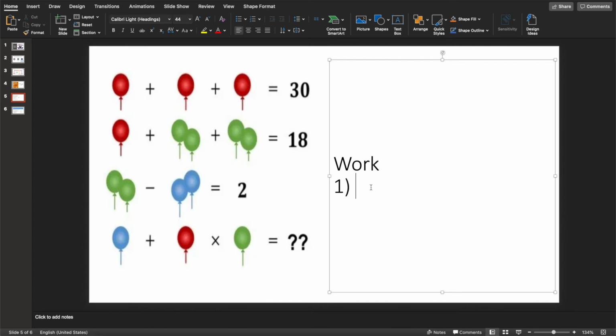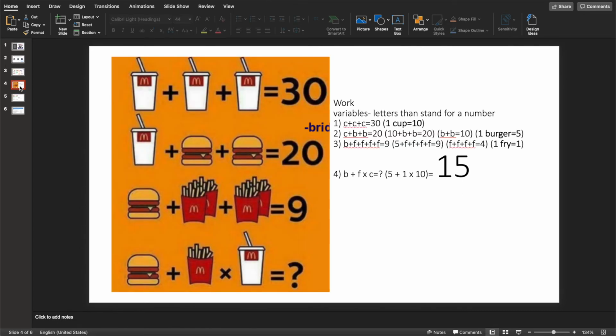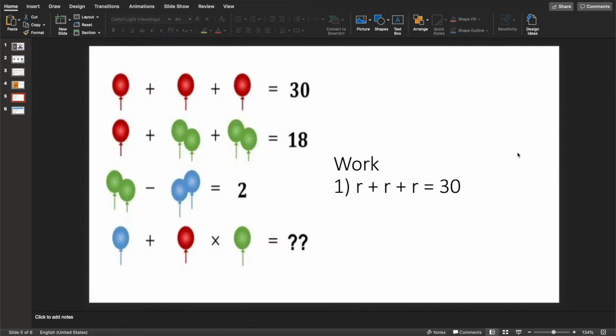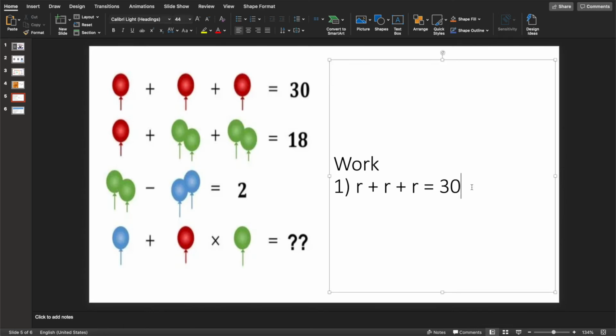We have red plus red plus red. And all of those reds equal 30. Okay. Well, wait a minute. This kind of reminds me of the first row of the last one that we did. So, who remembers what I did? Good. I did 30 divided by 3.